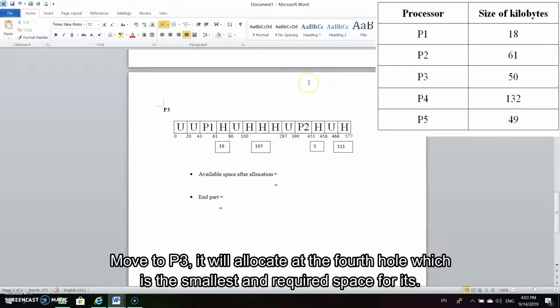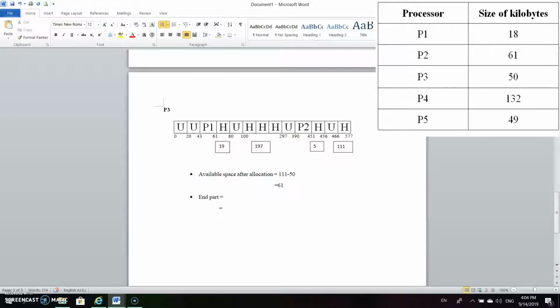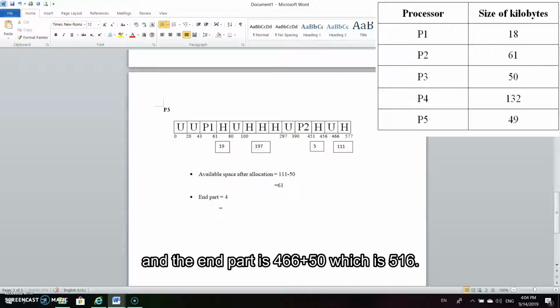Move to P3. If we allocate at the fourth hole, which is the smallest that has the space it requires, its available space after allocation is 111 minus 50, which is 61. And the end path is 466 plus 50, which is 516.